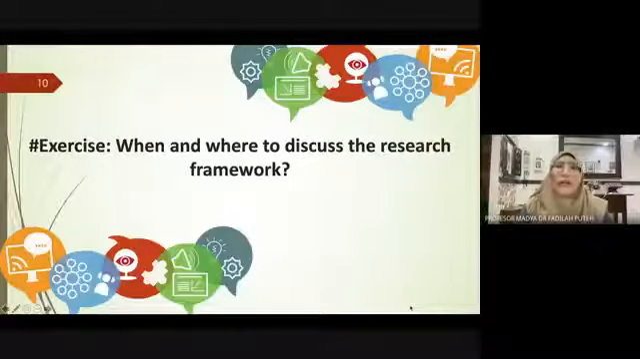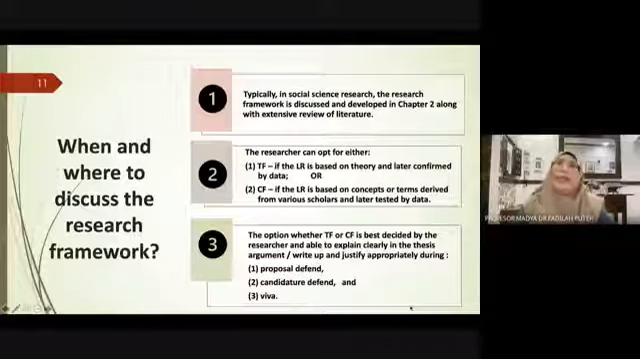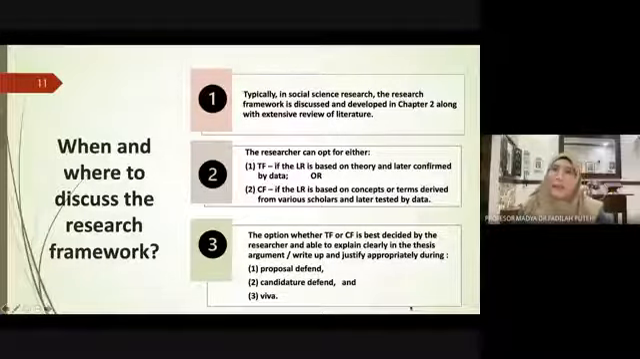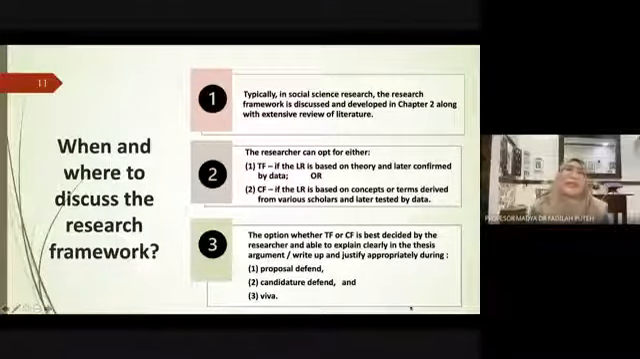Okay, so this is the exercise, but I'm going to skip the exercise because I think I'm going to focus on the next slide: when and where to discuss the research framework. All right. Typically in social science research, including management and business, the research framework is discussed and developed in chapter 2 along with an extensive review of literature. So what I'm trying to say here is that usually your research framework is developed after you have conducted an extensive review of literature.